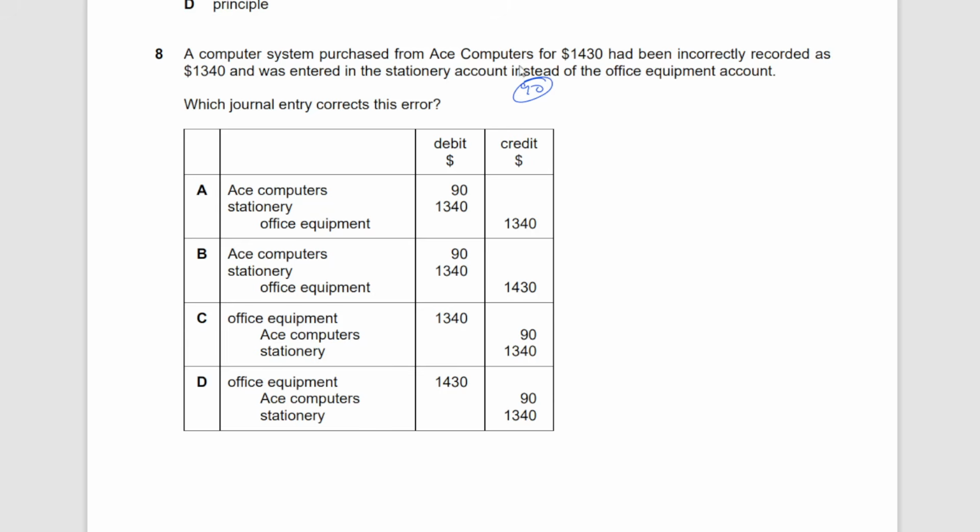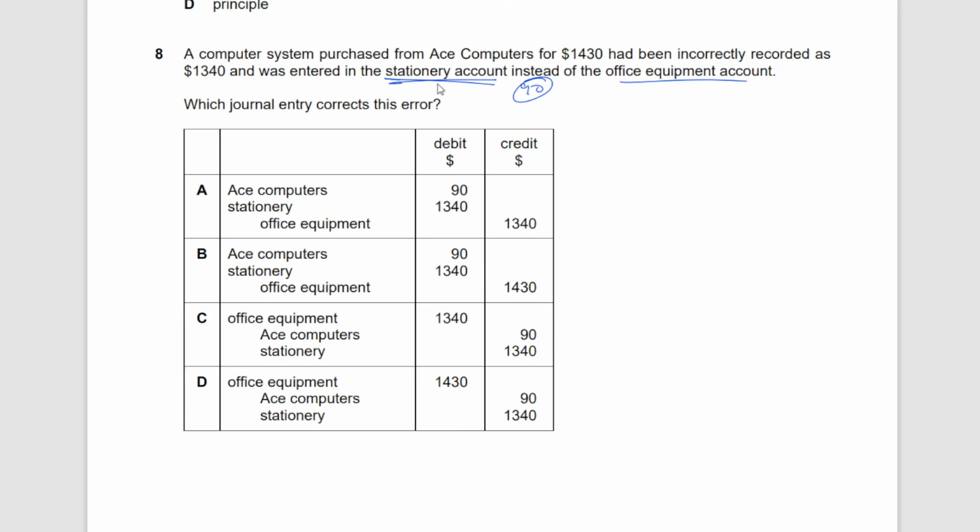Okay. So, first of all, we made a mistake of recording it at 1340. Right? That's one mistake. Another mistake is we entered it in the stationery account. Obviously, we must have debited it because it's an asset we're supposed to increase. So we're supposed to debit. This was supposed to be debited. Instead, this was debited. Okay.